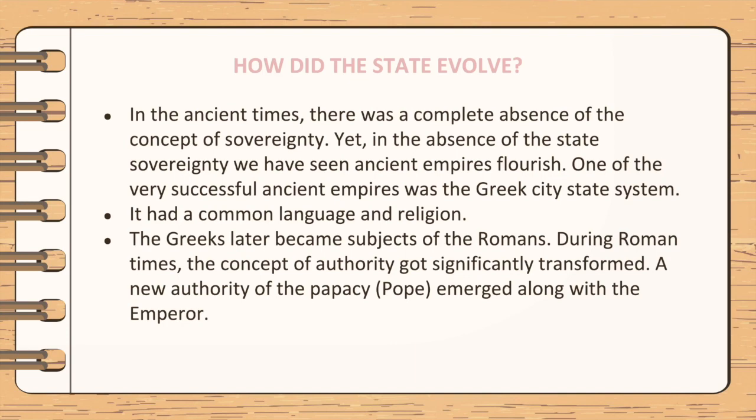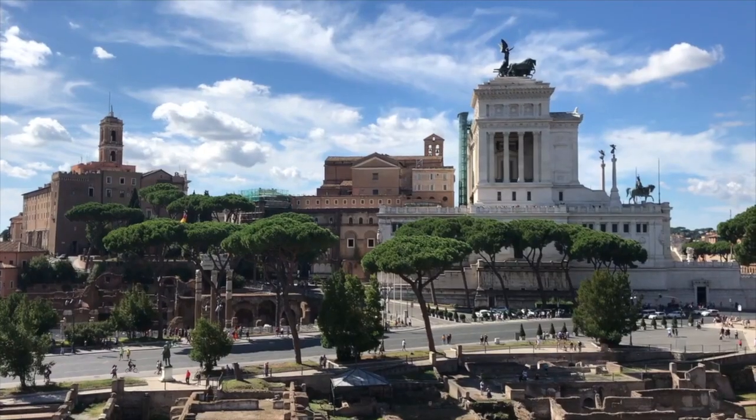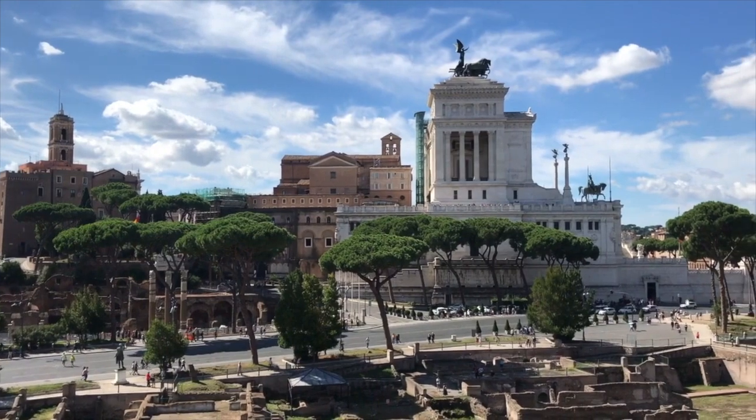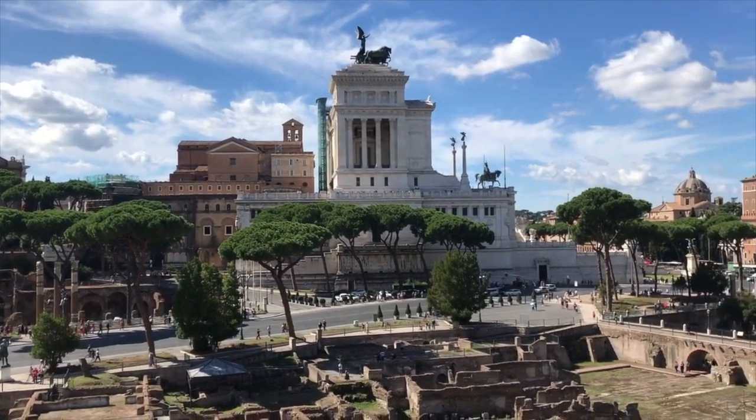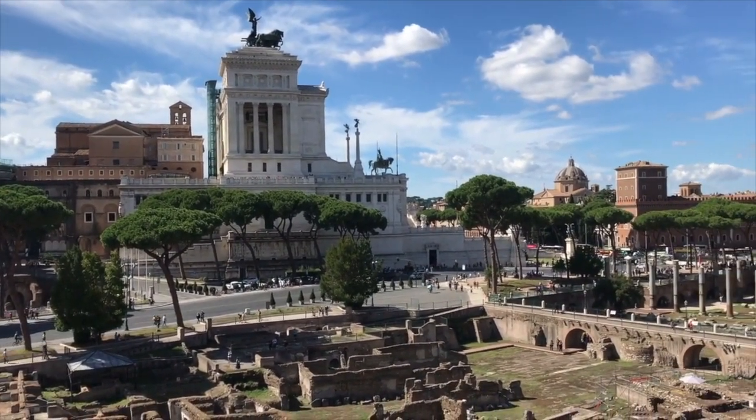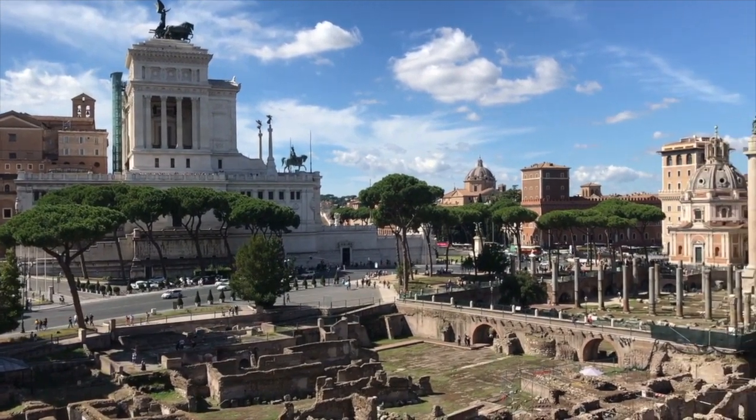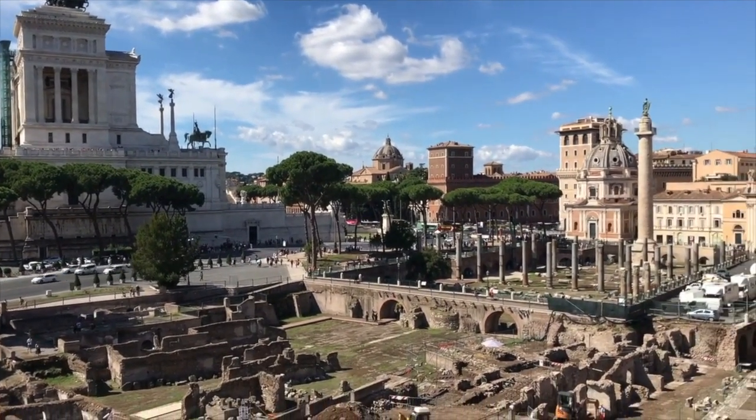Then in ancient time there was a complete absence of the concept of sovereignty. Yet in the absence of state sovereignty, we have seen ancient empires flourish. One of the very successful ancient empires was the Greek city-state system. It had a common language and religion. The Greeks later became subject to the Romans.